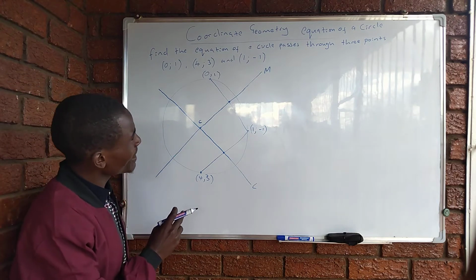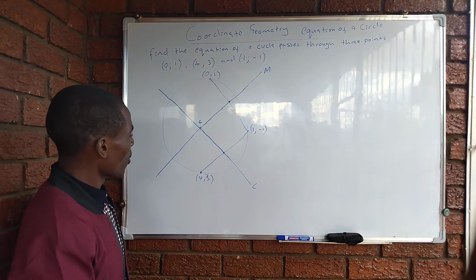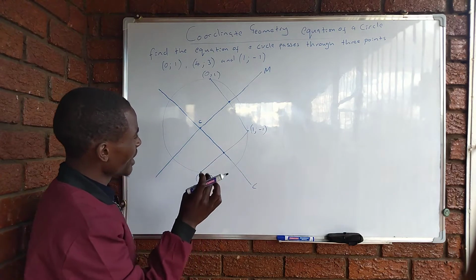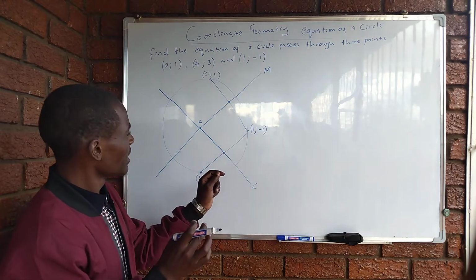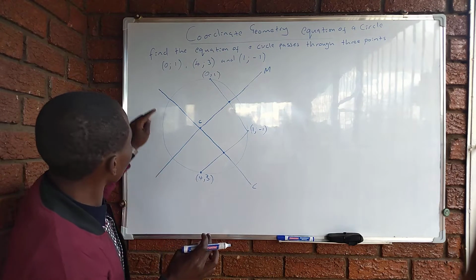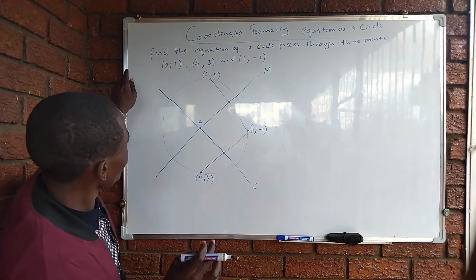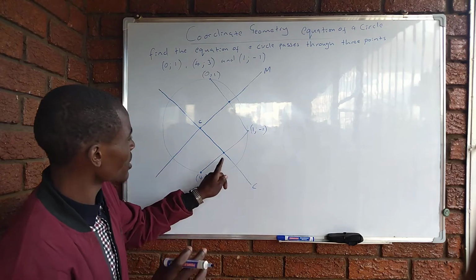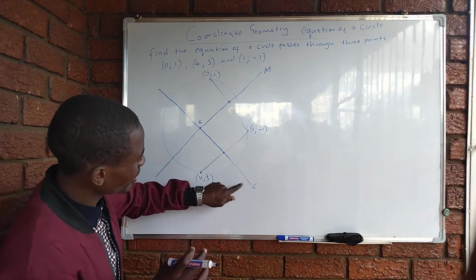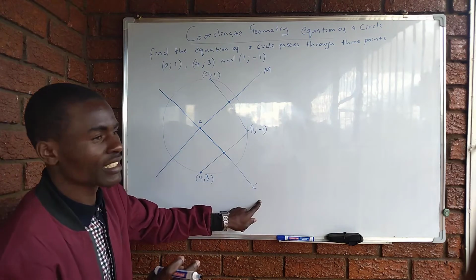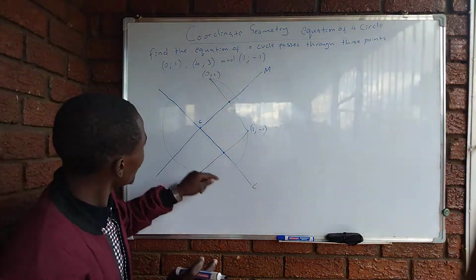From coordinate geometry, we can find the gradient of this line. After finding its gradient, you can find the gradient of the perpendicular bisector. You also find the midpoint. With one point on the line and the gradient, you get the equation of this line.